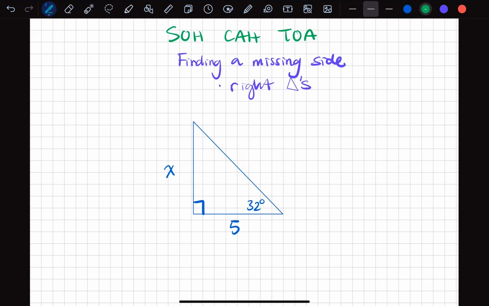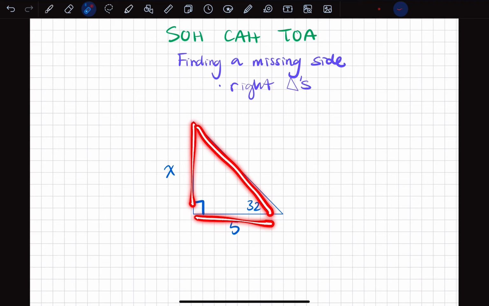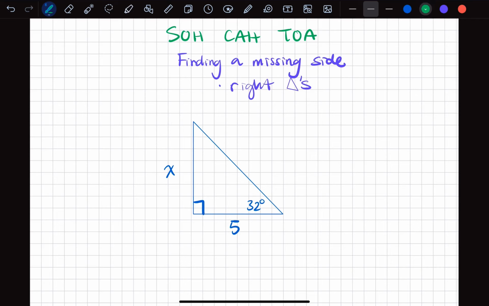But the very first thing you always want to do is label your sides based off your right angle and based off the other given angle in this right triangle. And so first thing I like to do, you can do it in whatever order you'd like, is I pay attention to my right angle. And I need to remind myself that across from my right angle is always my hypotenuse. I'm going to label that as h.